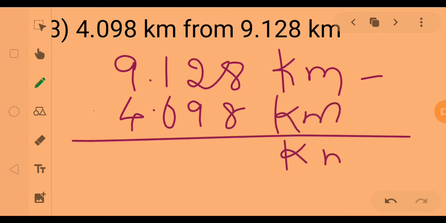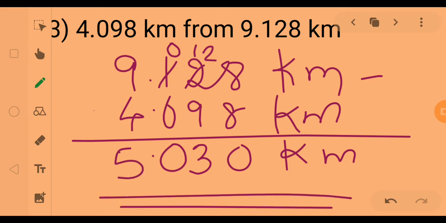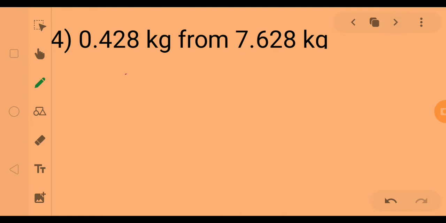So kilometer first, 8 from 8 is 0, 9 from 2 we have to borrow. So we borrow 1 from the next place, that is 0, that place becomes 0, here it is 12. 9 from 12 difference is 3, then 0, decimal point, 4 from 9 is 5. So the difference is 5.030 kilometer.